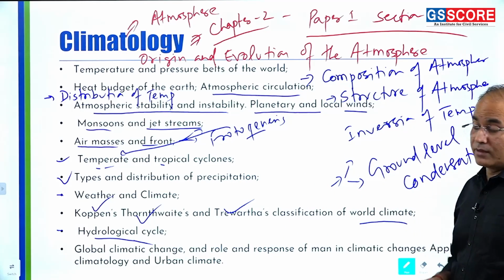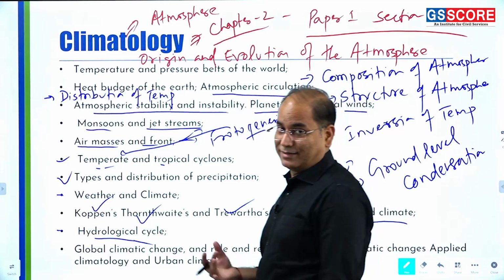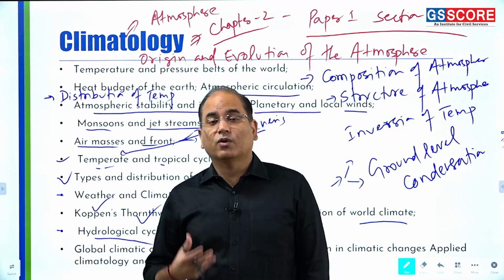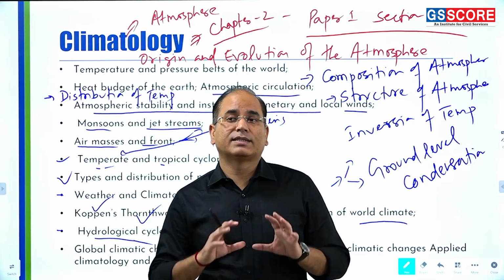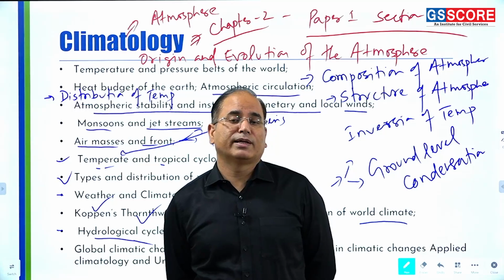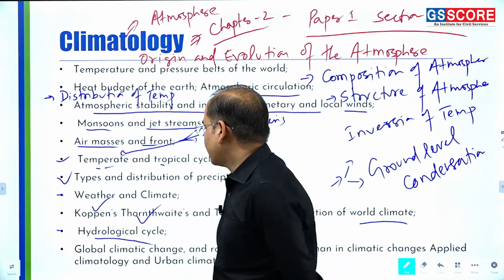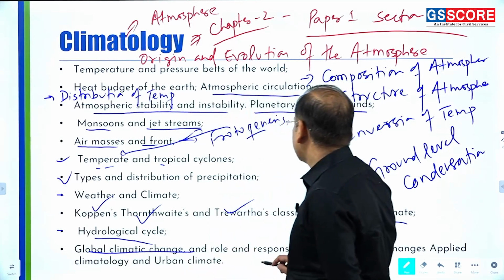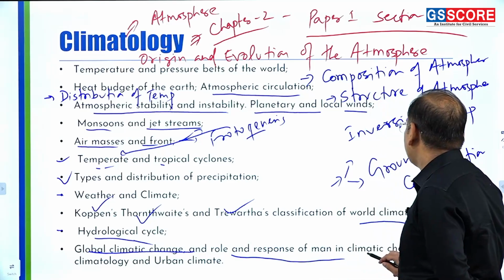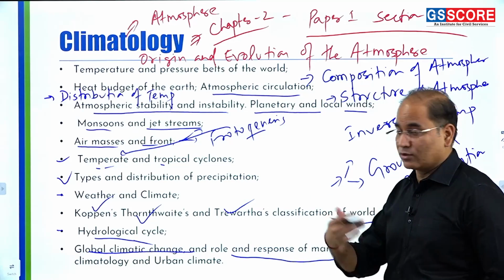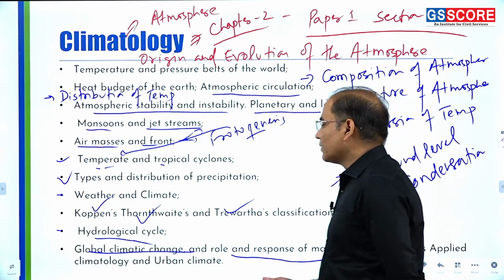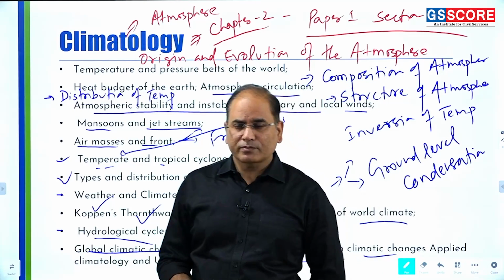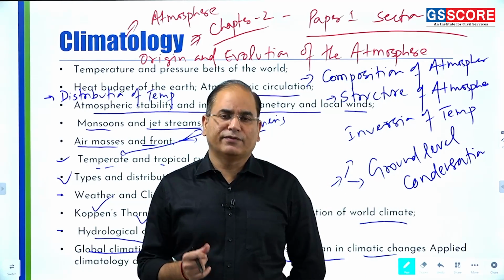In the end, because climate is very important and the whole world is facing the problem of this change in the atmosphere and the resultant change in the climate, there are the global climatic changes and the role and response of man in climate change, that is the anthropogenic factor, and in the end applied climatology and the urban climate. How this climate is having an effect.